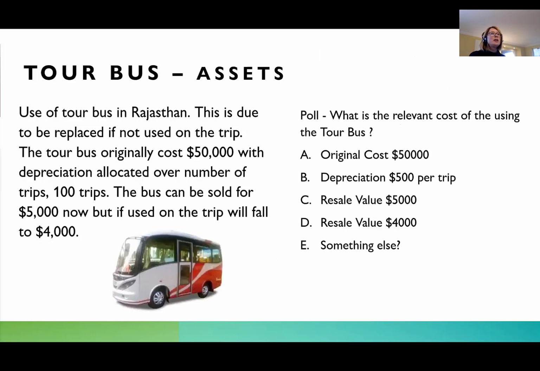So we've got a poll for you here, tour bus asset. So remember future, incremental and cash.